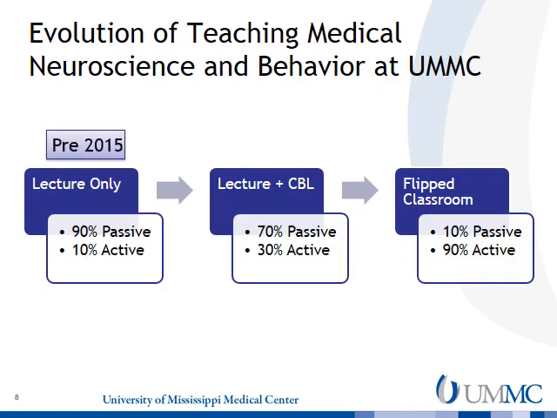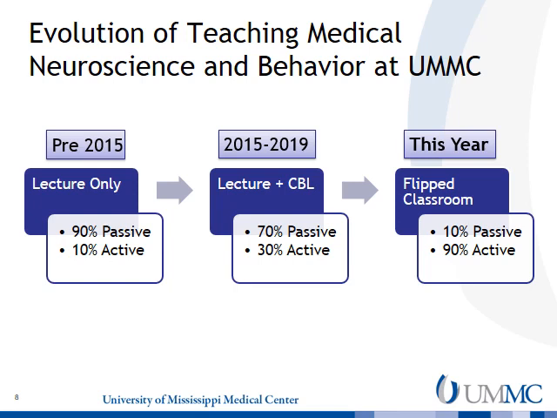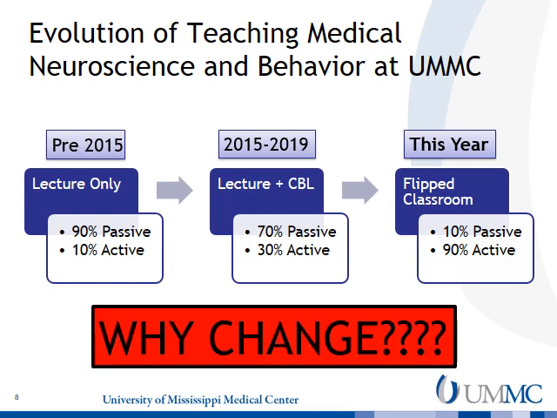Prior to 2015, most neuroscience-related content was presented in lectures with the students assuming a relatively passive role. Over the 4 years from 2015 to 2019, student learning was shifted to more active case-based learning, but still heavily relied on lectures. This year, we are using a flipped classroom approach where almost all class time involves active student participation. So why this change?